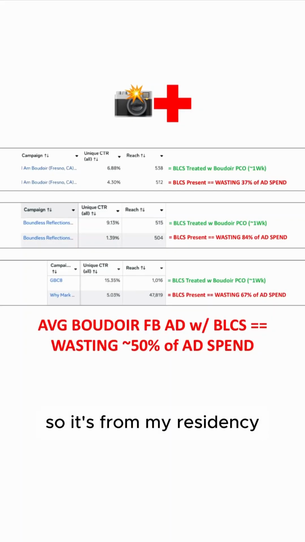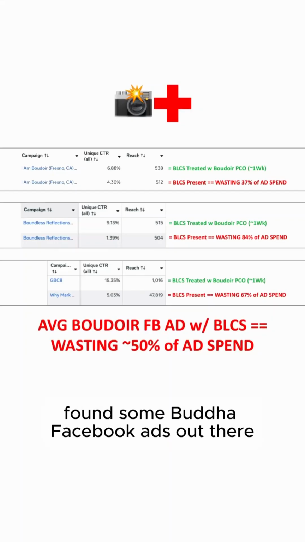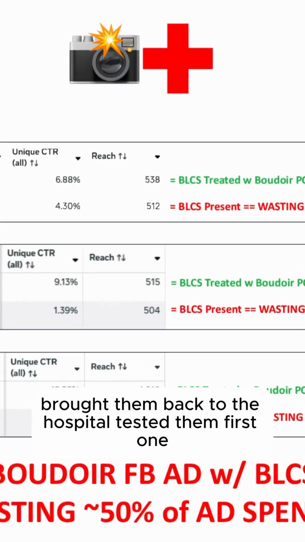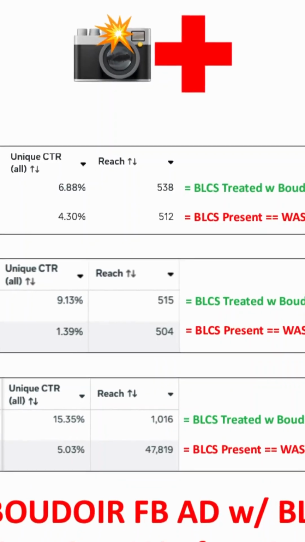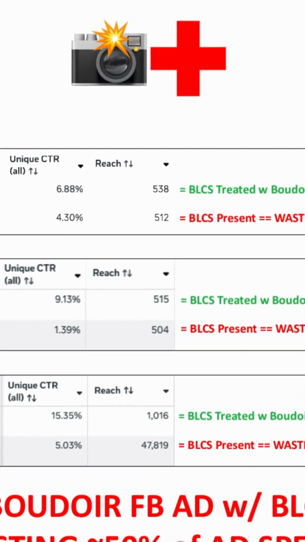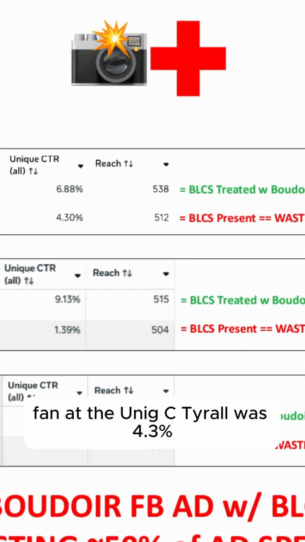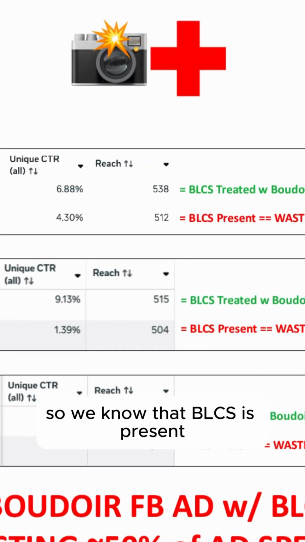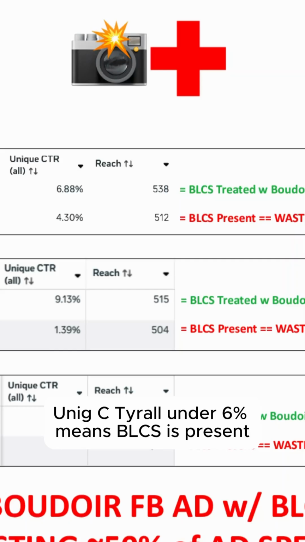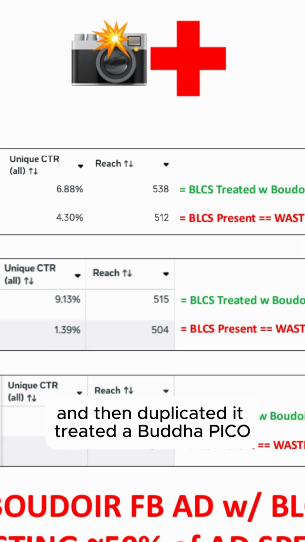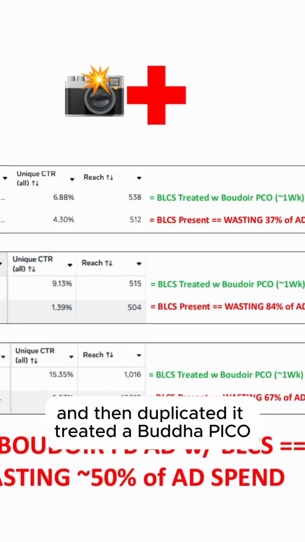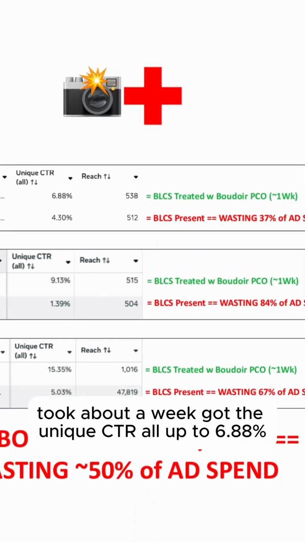So it's from my residency, found some Boudoir Facebook ads out there, brought them back to the hospital, tested them. First one, found out the unique CTR was 4.3%. So we know that BLCS is present. Unique CTR under 6% means BLCS is present. And then duplicated it, treated with Boudoir Pico, took about a week, got the unique CTR up to 6.88%.